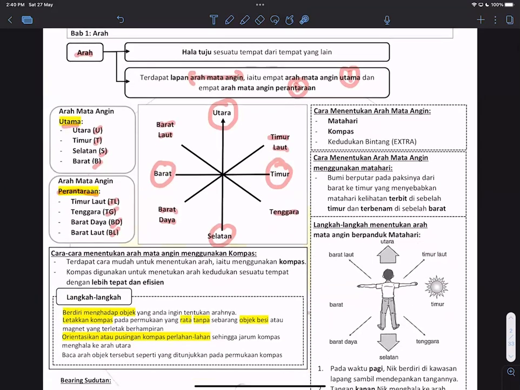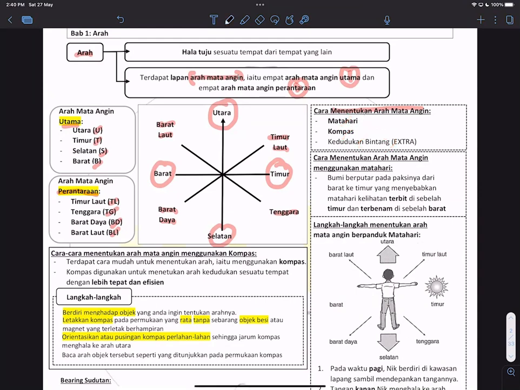Clear? Yeah, so in reality, how do we try to determine the arah mata angin? Menentukan arah mata angin. So total we have 3 methods, which is from the sun, from the compass, and then from the stars. Okay, so this is what we call horoscope, right? Bintang. So this is for, guys, bracket.